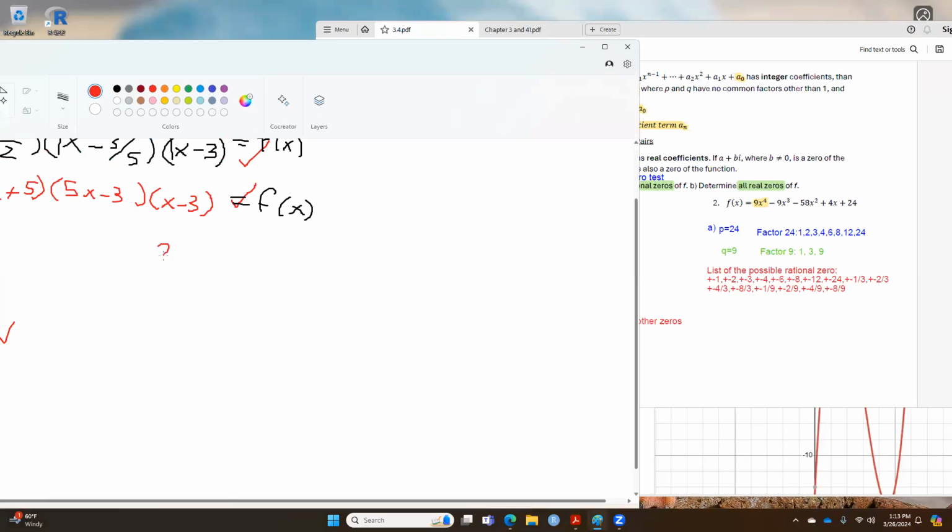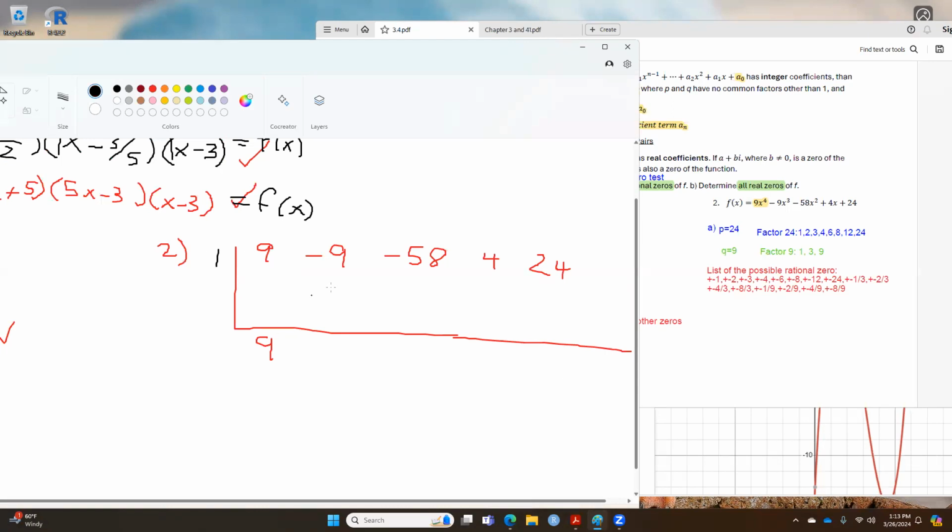So for question number 2 here, we begin to do synthetic division. So we will start with the number 9, negative 9, negative 58, 4, and 24. And again, usually we will drop this 9 and perform synthetic division. So the first number we will try here is definitely 1. And our main goal is to get your remainder to become 0.